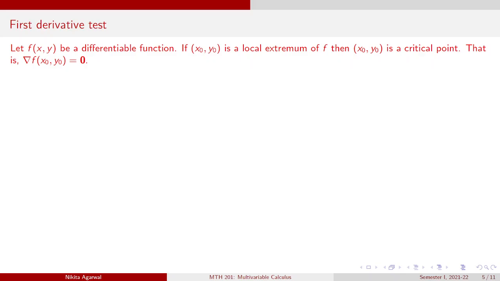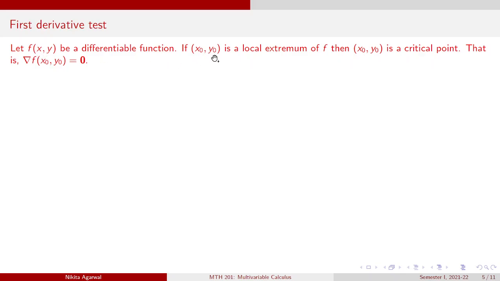Okay. So now let us see how to find extreme points. This is a very famous test, and you have also seen this in MTH 101 for a one-variable function. Now we have a function of two variables. So let f(x, y) be a differentiable function. Remember, it's a function of two variables.